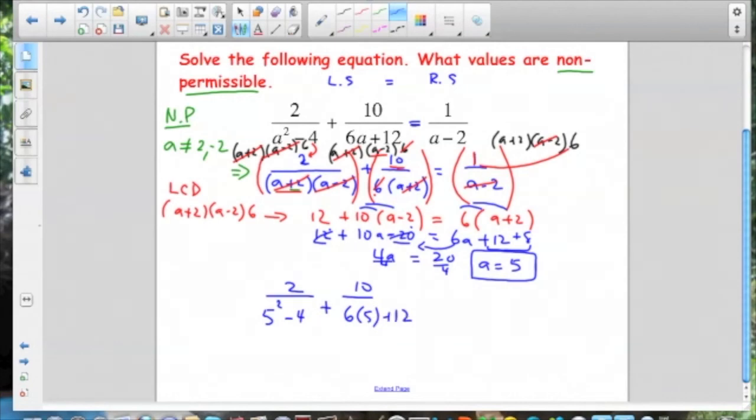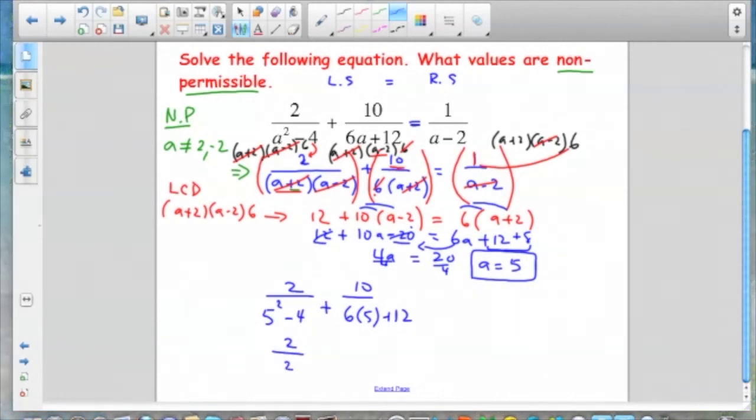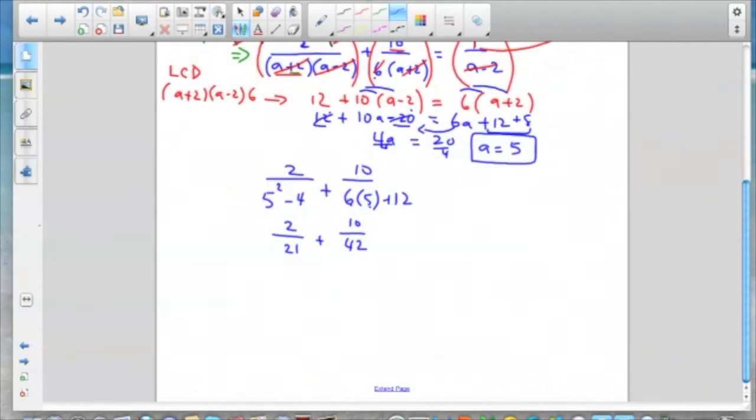Okay, so we know this is going to be 2 over 25, because 5 squared is 25. 25 take away 4 is 21, plus 10 over 6 times 5 is 30. 30 plus 12 is 42. And now we have to create like terms, or a common denominator, pardon me. So we times that by 2, times that by 2. So we get 4 plus 10. So that equals 14 over 42.